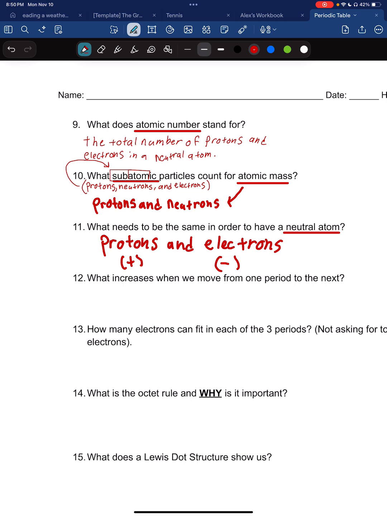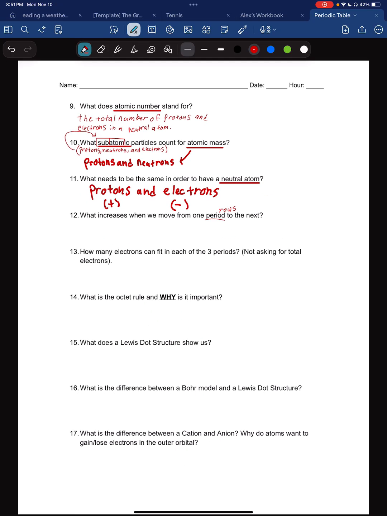So, what increases when we move from one period to the next? Remember, your periods are your rows on the periodic table. This is where we are going to get into our packet. You can call it notes, you can call it a tool, whatever you want, but it's not work, so don't worry. It's there as a resource to help you identify these different kinds of trends.